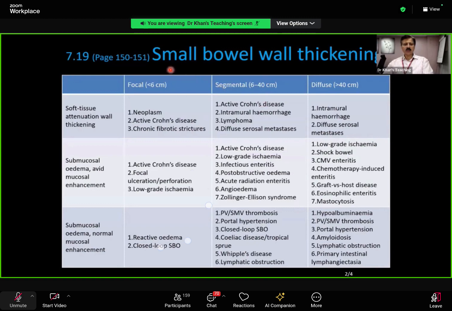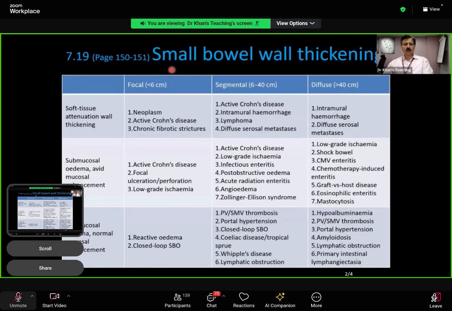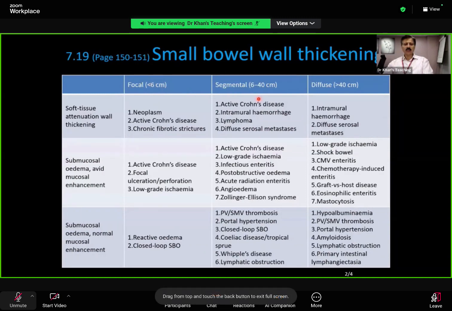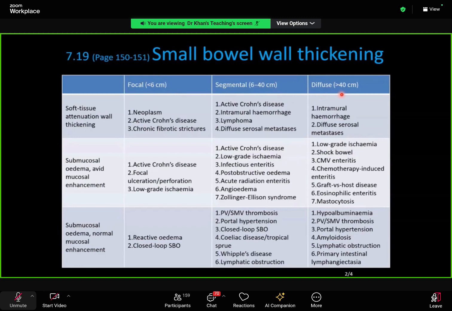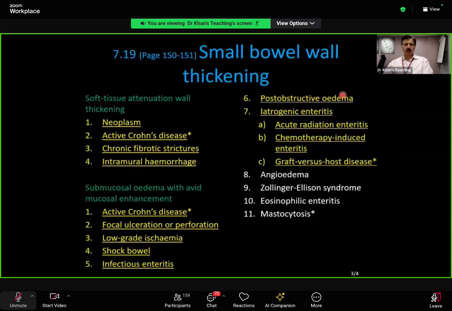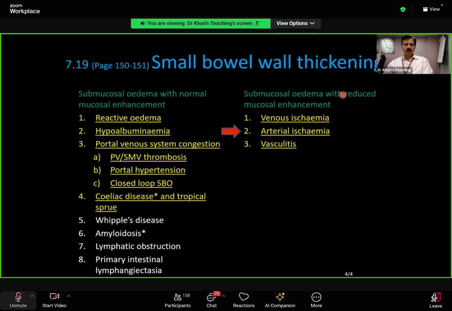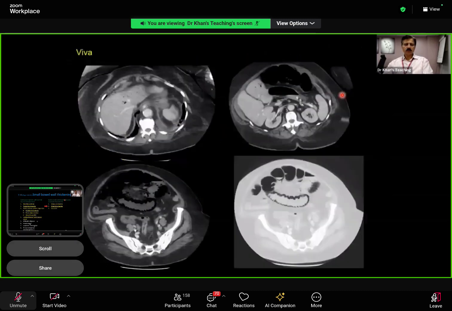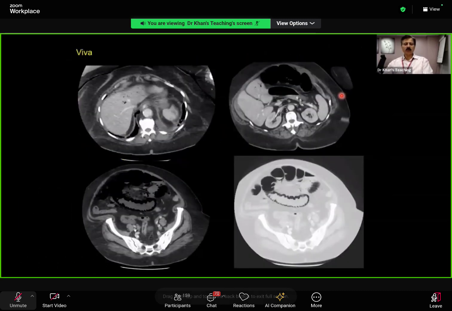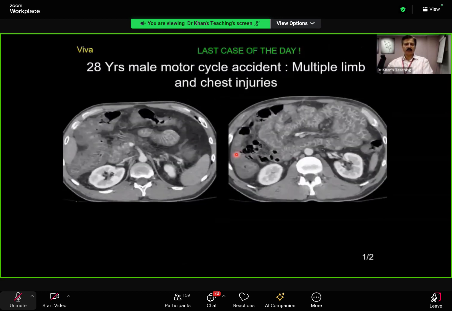And this is from your Chapman, small bowel wall thickening, divided into three: less than 6 to 40, and more diffuse. So have a look at this one also. This one is slam dunk. You have already covered it. You have seen similar cases, which is pneumatosis because of small bowel ischemia, portal vein gas.